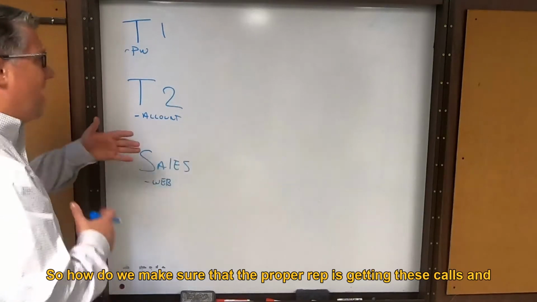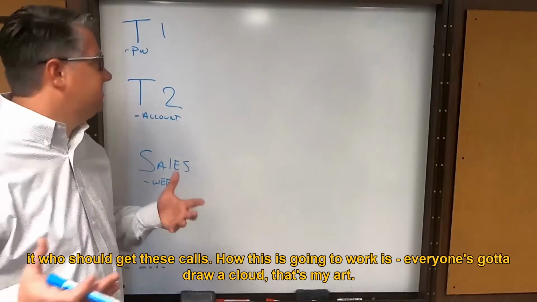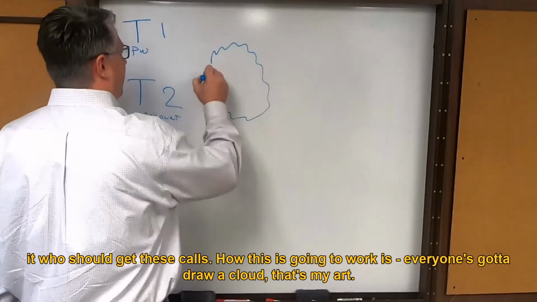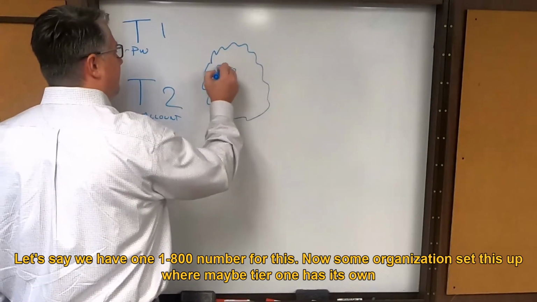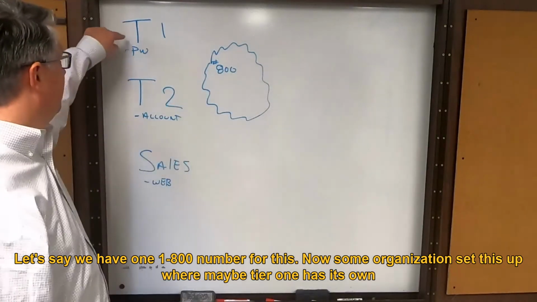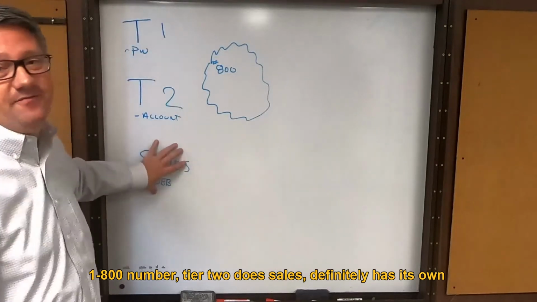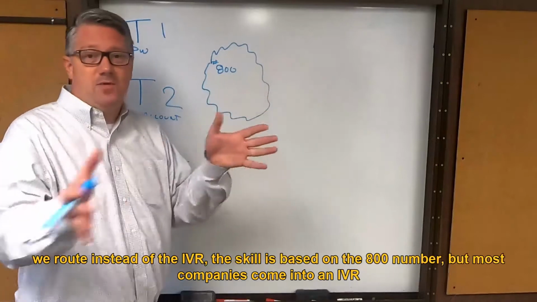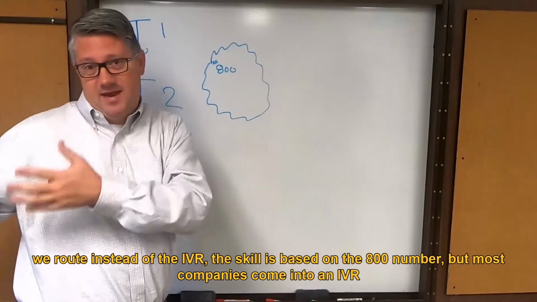So how do we make sure that the proper rep is getting these calls and who should get these calls? Well, how this is going to work is everybody's got to draw a cloud now, right? That's my art. And there's an 800 number. Let's say we have one 1-800 number for this. Now, some organizations set this up where maybe tier 1 has its own 1-800 number. Tier 2 does. Sales definitely has its own 1-800 number. And then they can go into here, and that's how we route instead of the IVR. The skill is based on the 800 number.